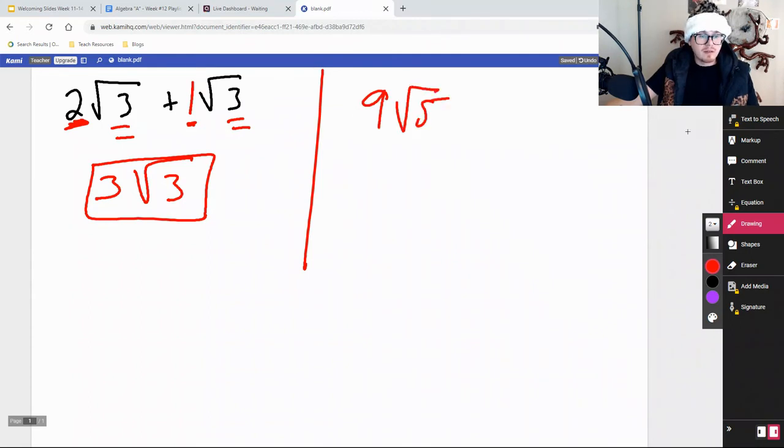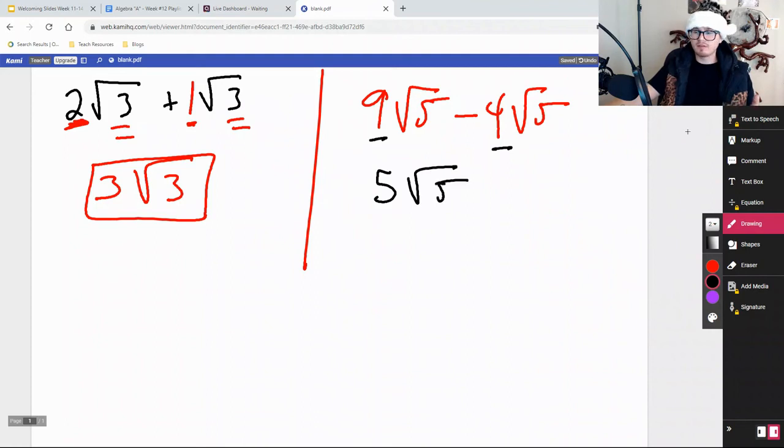And then, if we had another example, we could have 9 times the square root of 5 minus 4 times the square root of 5. You would do the same thing. So you'd have 9 minus 4, which is 5, and then the square root of 5 just comes along for the ride. The only time that you mess with the radicals is when you're multiplying, and we're not going to do that yet because I don't want to trip y'all up.